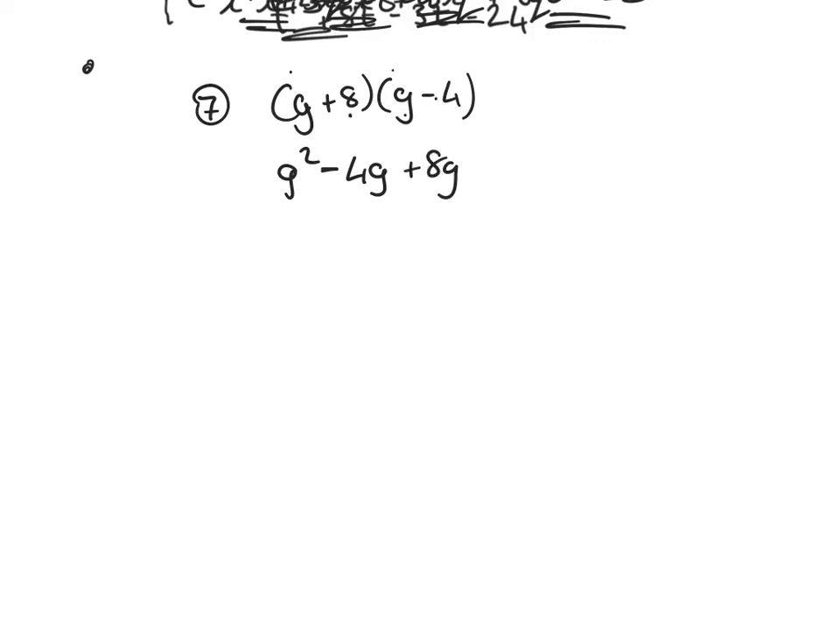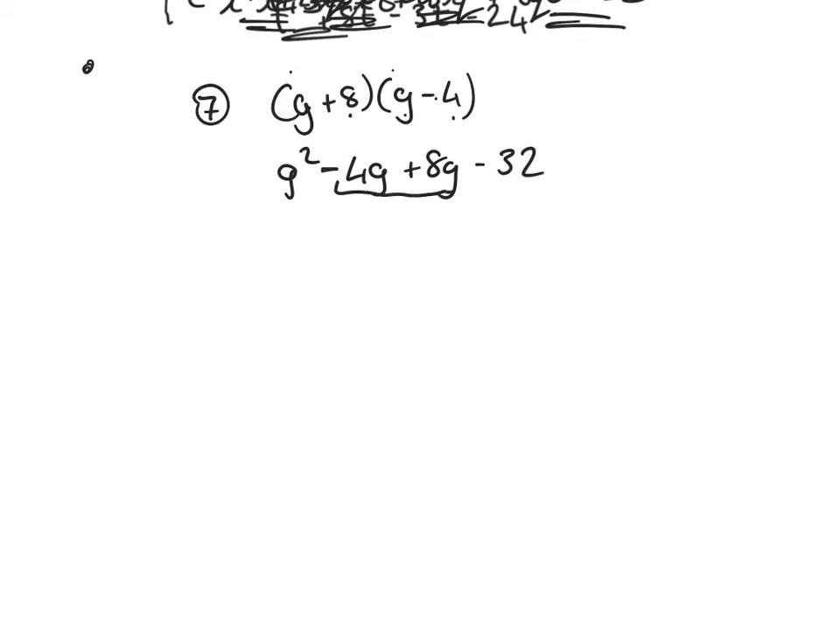Okay, example 7. Let's this time go for (g + 8)(g - 4). Okay, so first, g times g is g squared. Outside, g times minus 4 is minus 4g. Inside, 8 times g is 8g. And then last, 8 times minus 4 is minus 32.